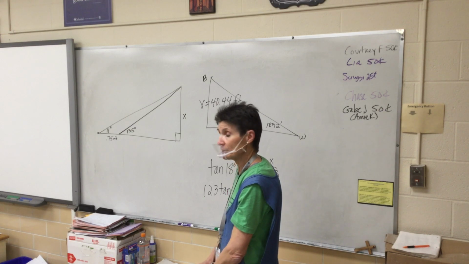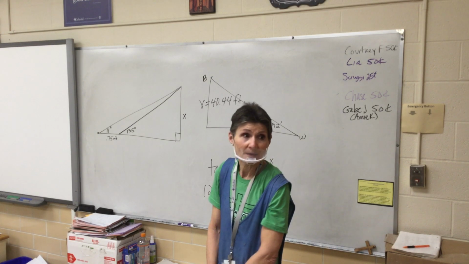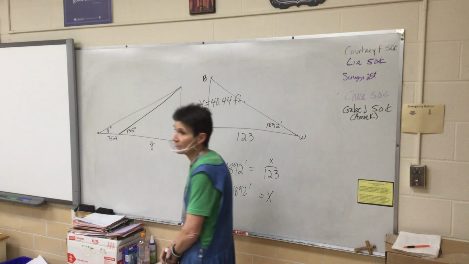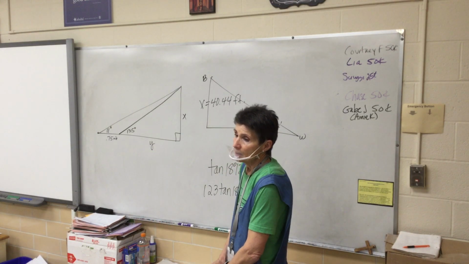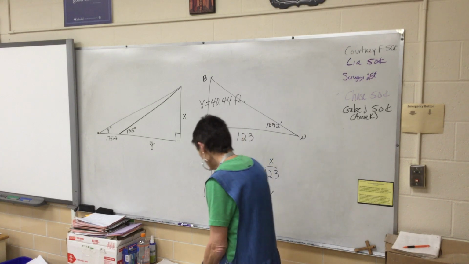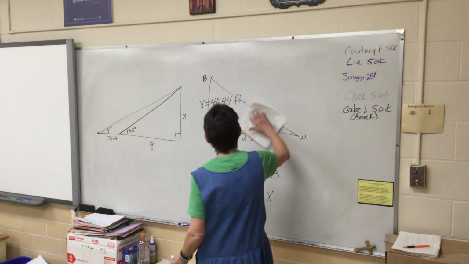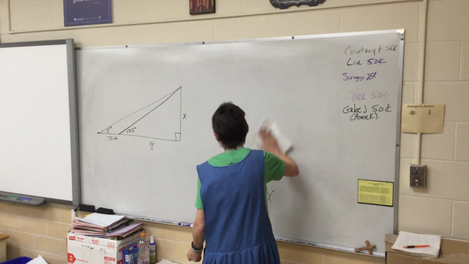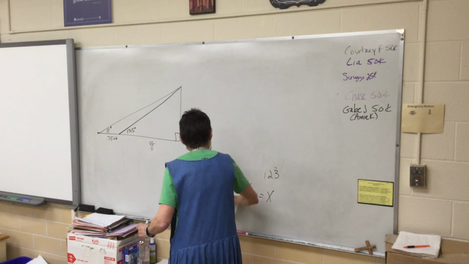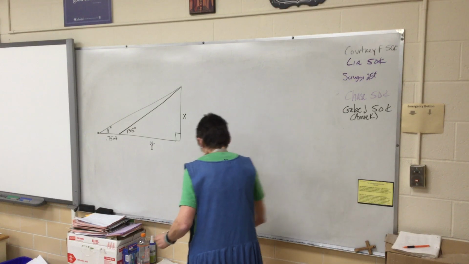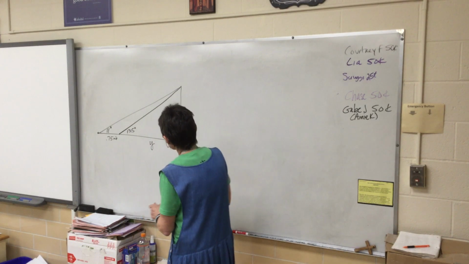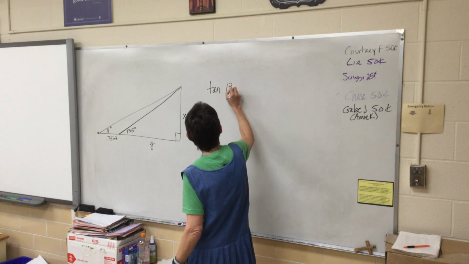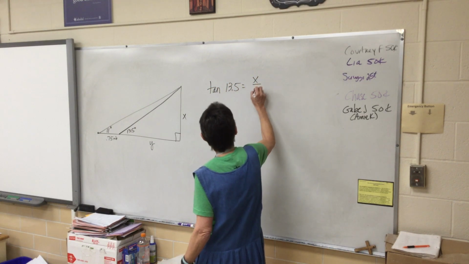Okay, I need to know how high the tree is. I'm not going to be able to do this without throwing in another variable. So I'm going to write 2 equations. We've done this before. We're going to write 2 equations. One of them is going to be for the little triangle, and one of them will be for the whole big triangle. So for the little triangle, I can say tangent 13.5 equals x over y.